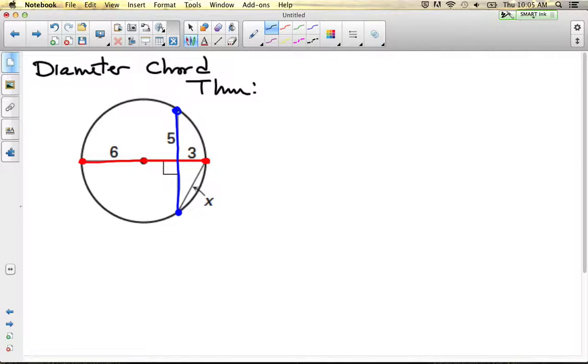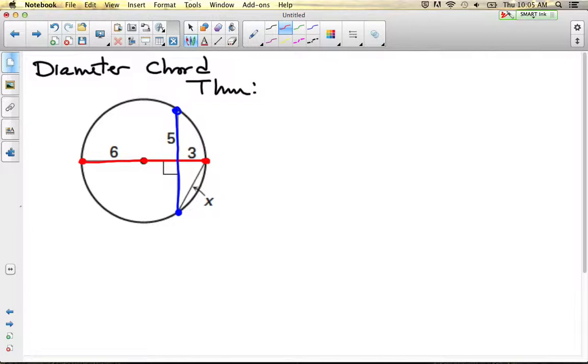Depending on what textbook you have, on how you learned it, how it was taught to you, this could be a whole different name. I just choose to call it this because I see the diameter and the chord in the picture, and it helps me basically set up the problem. So here's what the diameter chord theorem tells you.